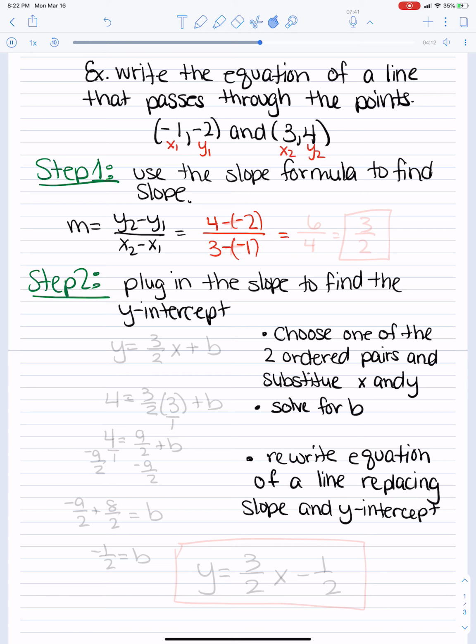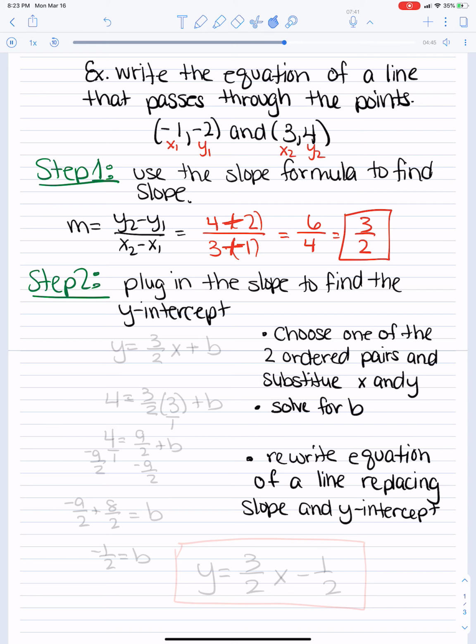Because when we subtract negatives, remember, they become positive, or a few classes I've told you it becomes a super plus. So 4 plus 2 is 6 over 3 plus 1, which is 4. So that reduces to 3/2. So 3/2 is my slope. Alright, so that was just my first step. That just got me slope.